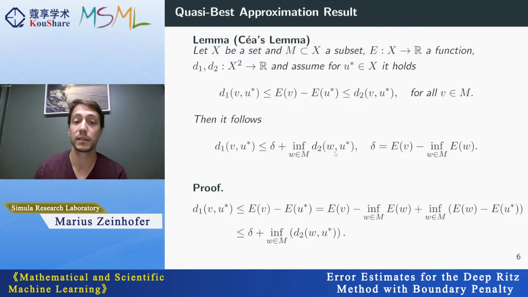And the second term is an approximation term. How well is my set M, so my networks, how well are they able to approximate U star measured in D2? And the proof is actually trivial, given that estimate, because that's what we assumed. You start with D1, you use the first estimate, you insert 0, and use the second estimate. So this is the estimate we are after if we want to circumvent Galerkin orthogonality.